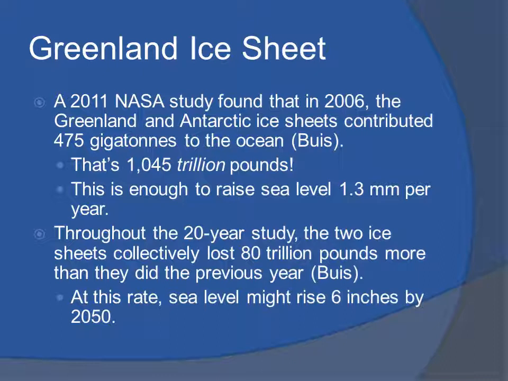The really alarming part of this study is that over the 20 years that they were gathering this data, the two ice sheets were losing a combined mass of 80 trillion pounds more than they were the previous year. So if this keeps up, some estimates say that by 2050, sea level worldwide could go up by 6 inches.